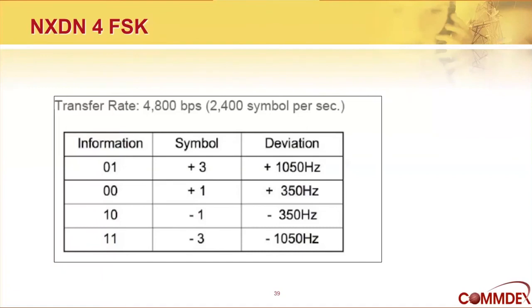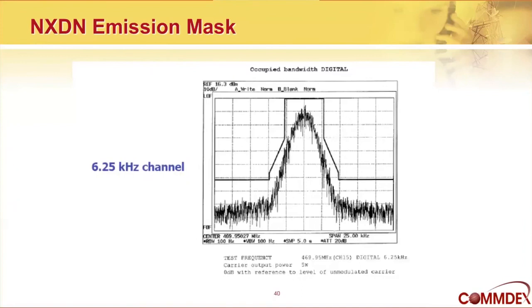There are different frequency shifts used here for their type of C4FM, but it's the same idea. Each deviation represents two bits. And here is the second mode of operation for NXDN, which is a single 6.25 kilohertz channel, showing how it fits within the 6.25 kilohertz emission mask on a spectrum analyzer.